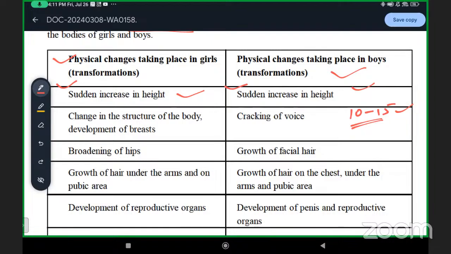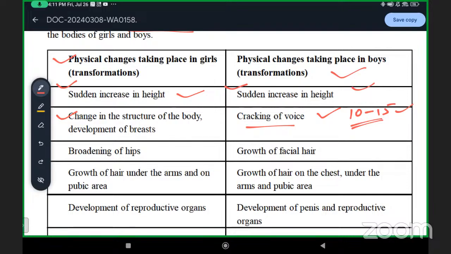Then we have change in the structure of the body: development of breasts in girls, and in boys, cracking of voice. When my brother was younger, he had a girlish voice. We used to laugh a lot that he had a very soft voice, and he also used to say that he has a very soft voice. When our relatives called, he picked up the phone and they asked, Rebecca, is it Rebecca talking? They thought it was me because he had a soft voice.